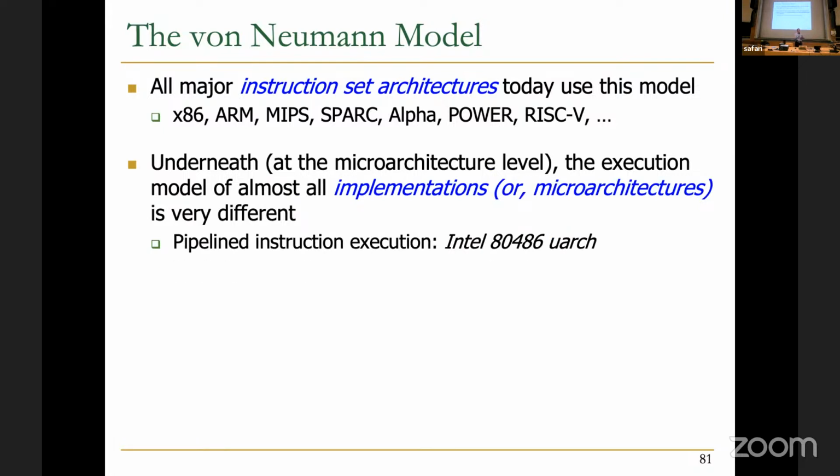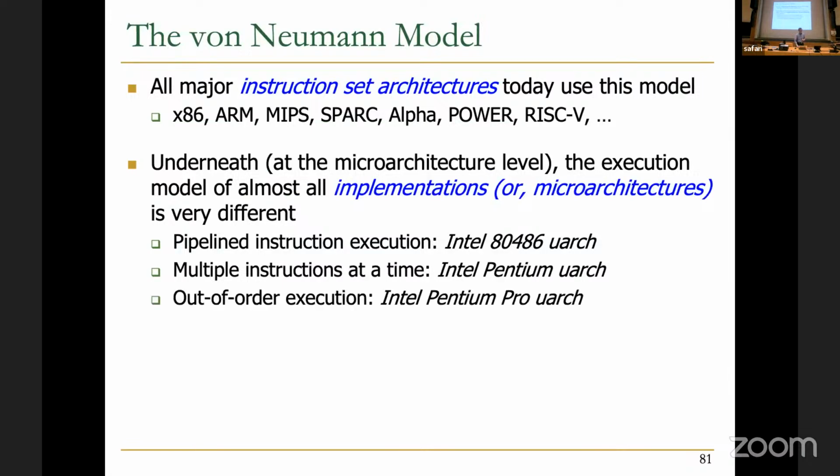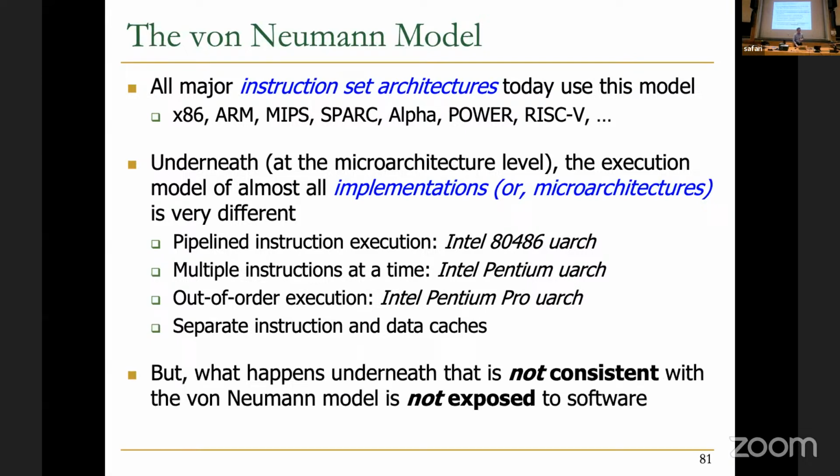Basically, multiple instructions can be processed in a pipelined manner. You can do multiple instructions at a time, concurrently. You'll do out-of-order execution, as we will see. Basically, we will execute instructions out of the program order specified by the programmer. We're going to separate instruction and data memories internally. But what happens underneath that is not consistent with the von Neumann model doesn't get exposed to the software. This is all hidden.